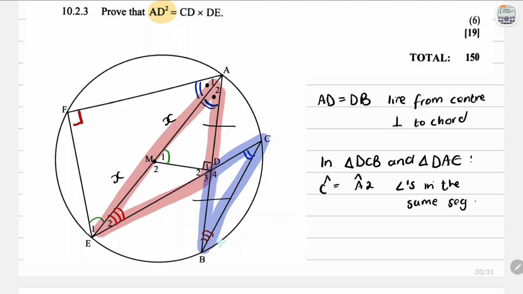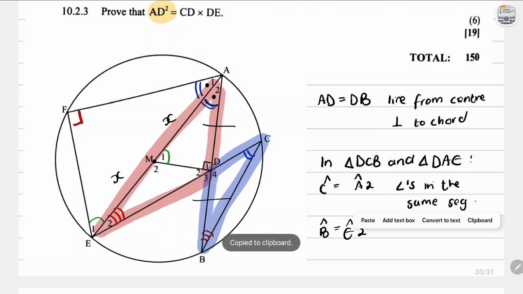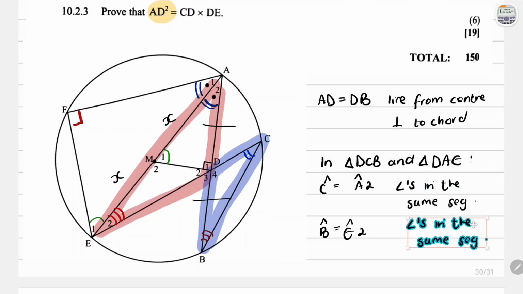And I can also see that I also take these two that are equal. So I'll tell them that angle B is equal to angle E2. Same reason, angles in the same segment. And the third one, honestly, at this part, you can just be lazy about this part, because it's not really necessary to now say because they're vertically opposite. You can just say third angle in the triangle.